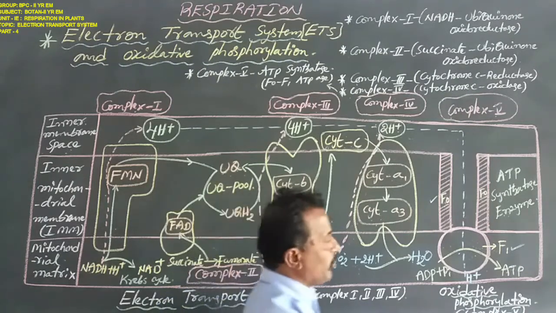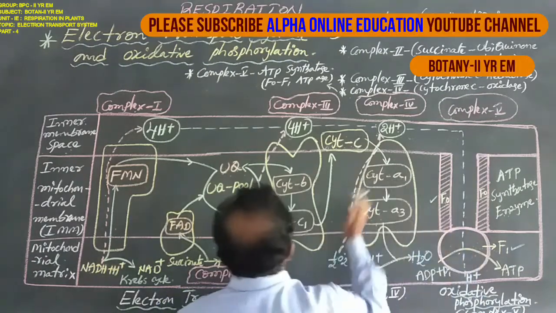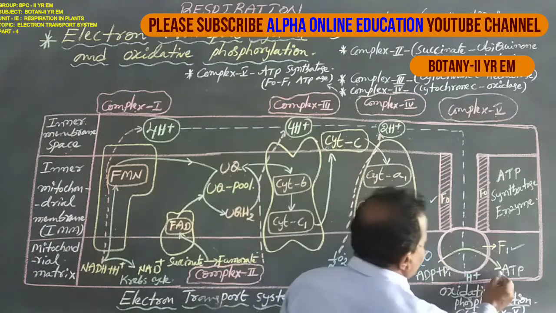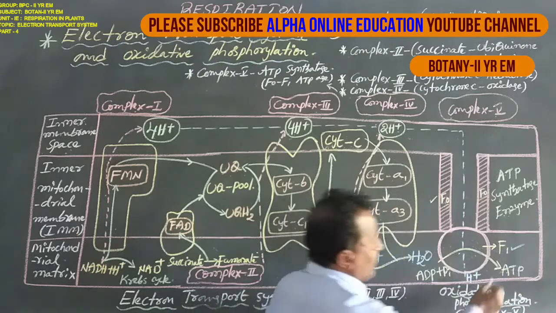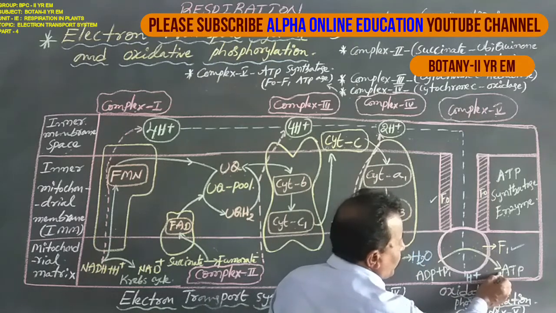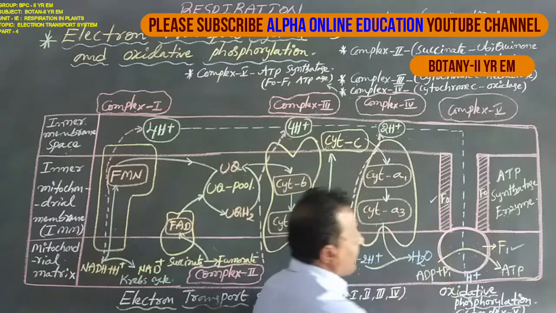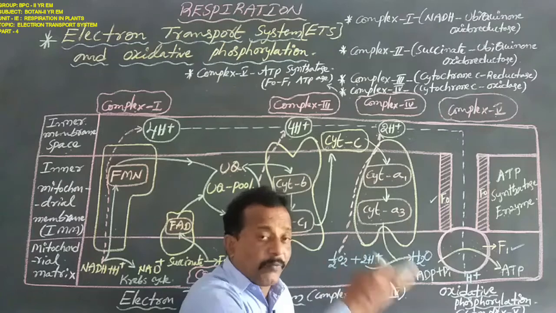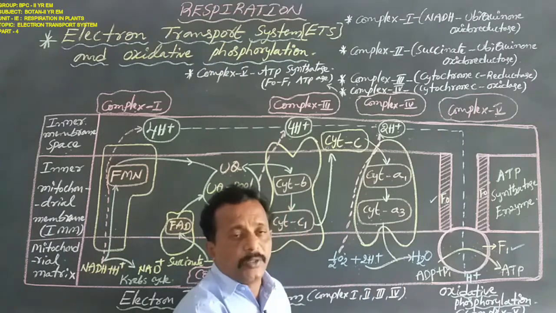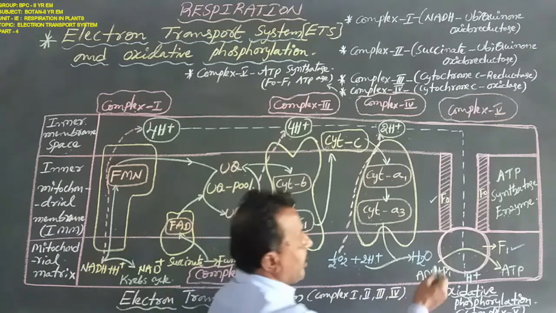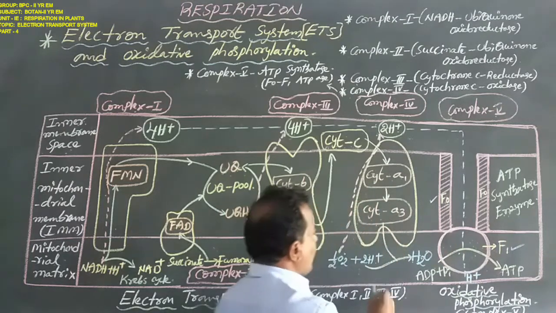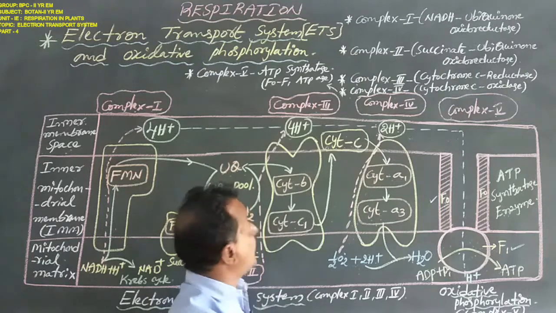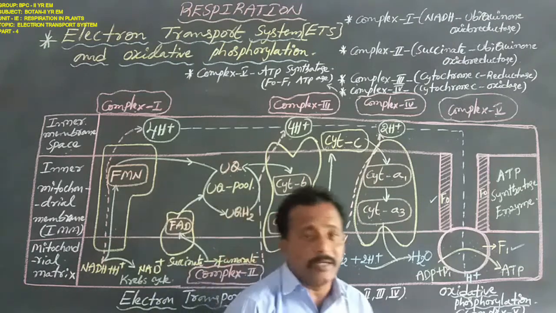So what is the meaning of oxidative phosphorylation? It means the synthesis of ATP molecules from ADP and inorganic phosphate, coupled from any substrate to molecular oxygen. That is called oxidative phosphorylation.